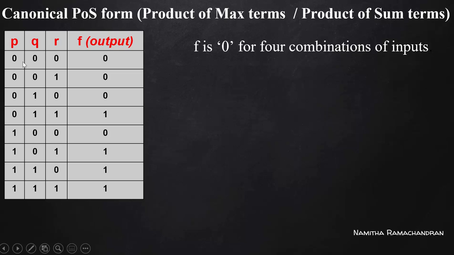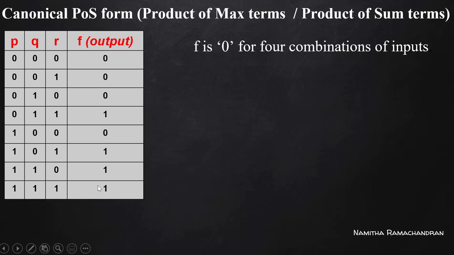For P with 0, Q with 0, R with 0, the output is 0. Here again, P with 0, Q with 0, R with 1, the output is 0. Here P is 0, Q is 1 and R is 0, the output is 0. And here P is 1, Q is 0, R is 0, the output is 0. So for generating the canonical POS form, we need to consider the input combinations corresponding to which the output value is equal to 0. But in our previous case, that is for canonical SOP form generation, we need to consider the input combinations corresponding to which the output value becomes 1.